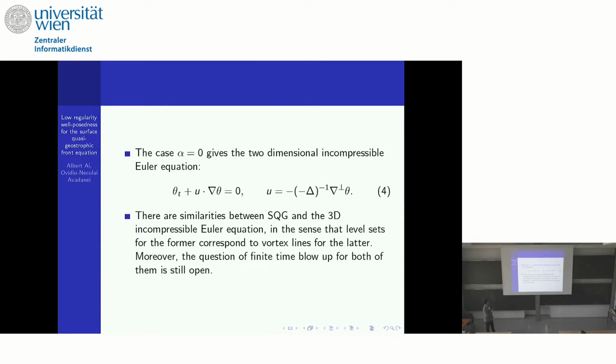The case α equals 0 gives the 2D incompressible Euler equation, which we are all familiar with. And let me also highlight the fact that there are certain similarities and analogies between the 3D incompressible Euler equation and the SQG equation in 2D. For example, level sets for the SQG equation correspond to vortex lines for the 3D incompressible Euler. Moreover, the question of singularity formation in finite time is still open for both problems.